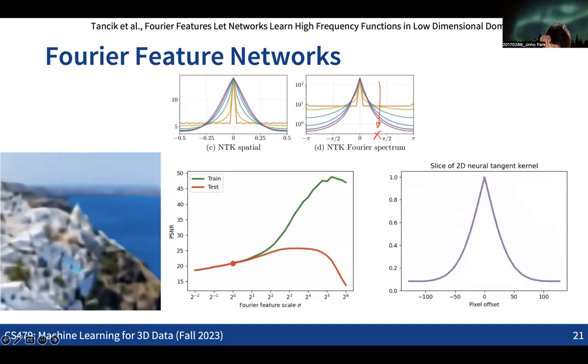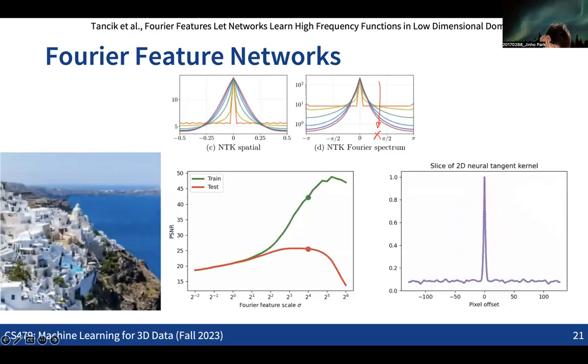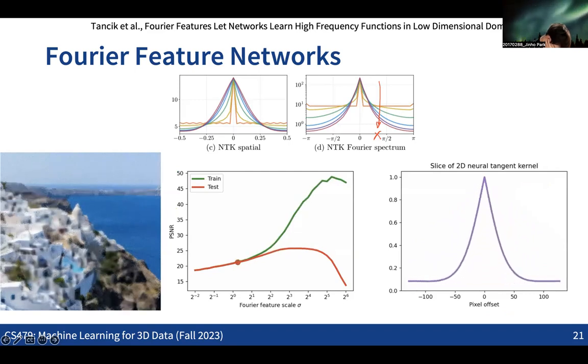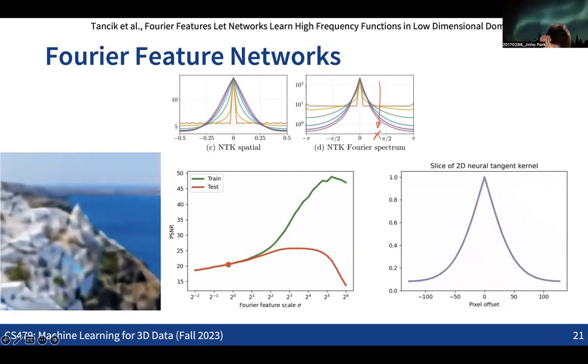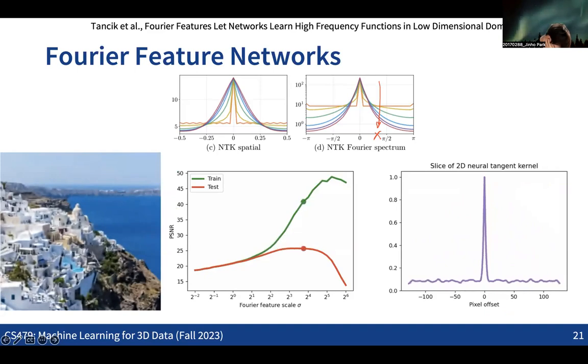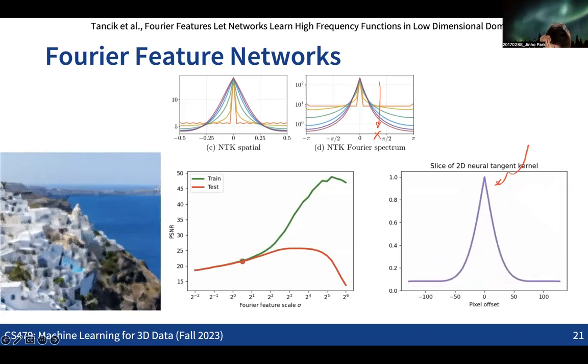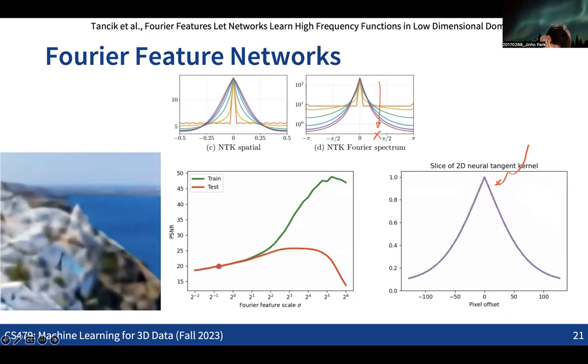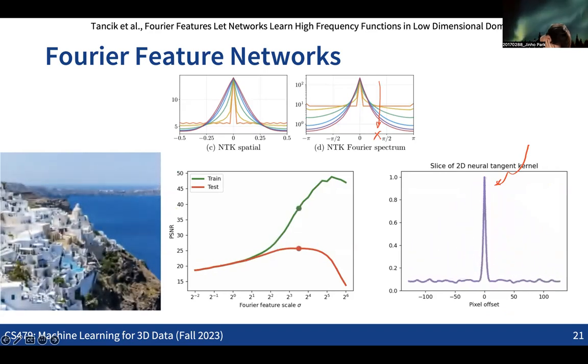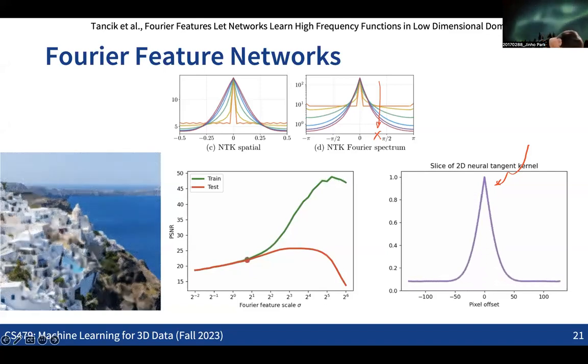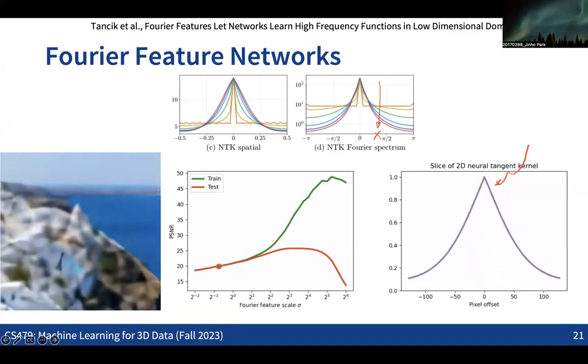And this is the result of learning an implicit function for a 2D image. When you learn an implicit function for a 2D image, depending on how we control the width of the kernel, you can see underfitting results, blurring out the image, or overfitting to the image, having some kind of noise.